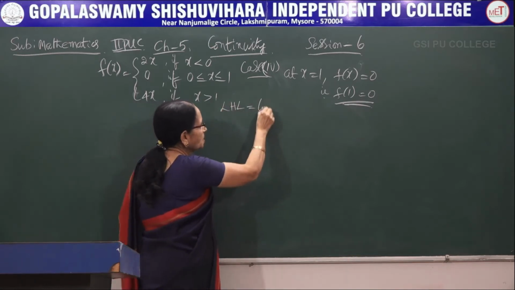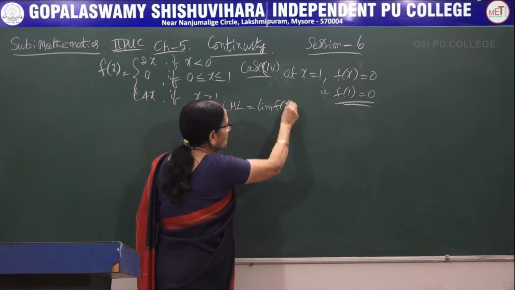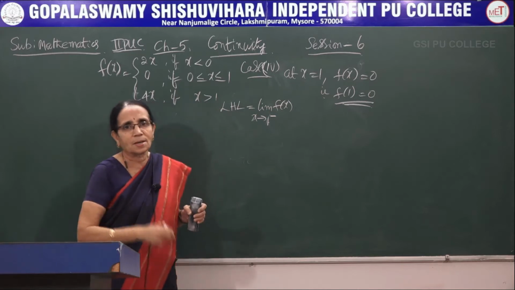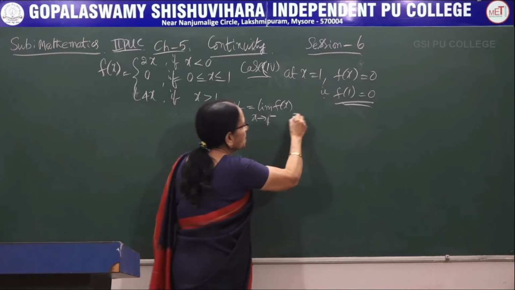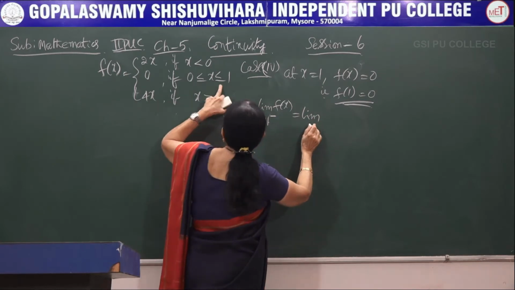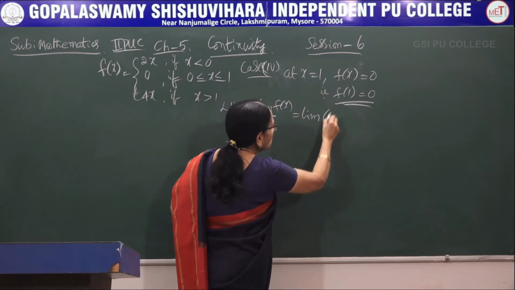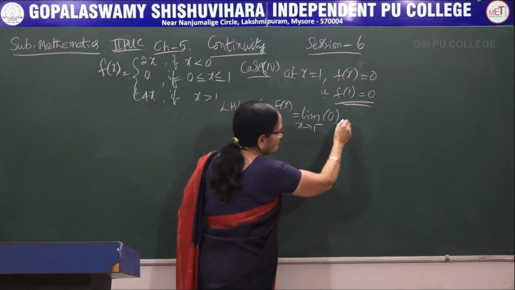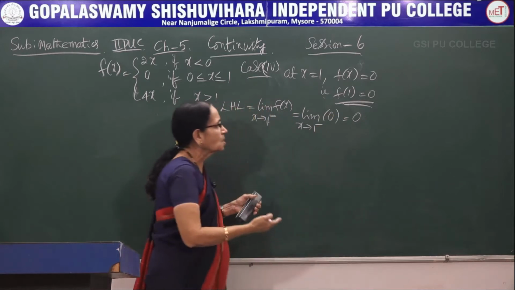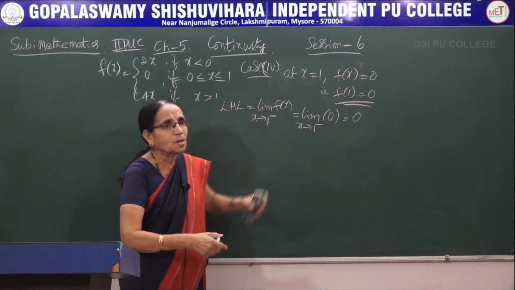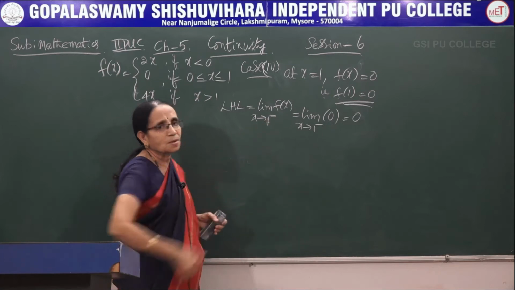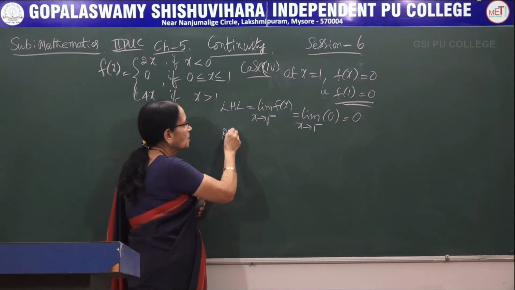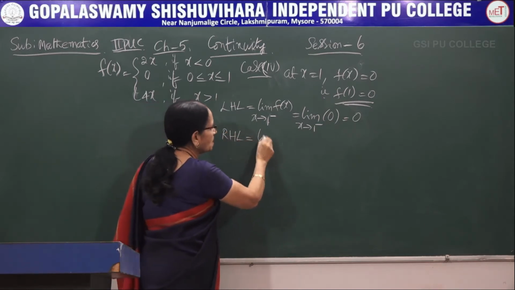Therefore, the left hand limit equals the limit of f(x) as x tends to 1 minus, because at 1 we are calculating from the left. For the left hand limit the value is 0, that is, as x tends to 1 minus it is equal to 0. It is a constant, so 0 means it is 0 only. So that is also 0, and we cannot come to any conclusion. Therefore, we have to calculate the right hand limit.